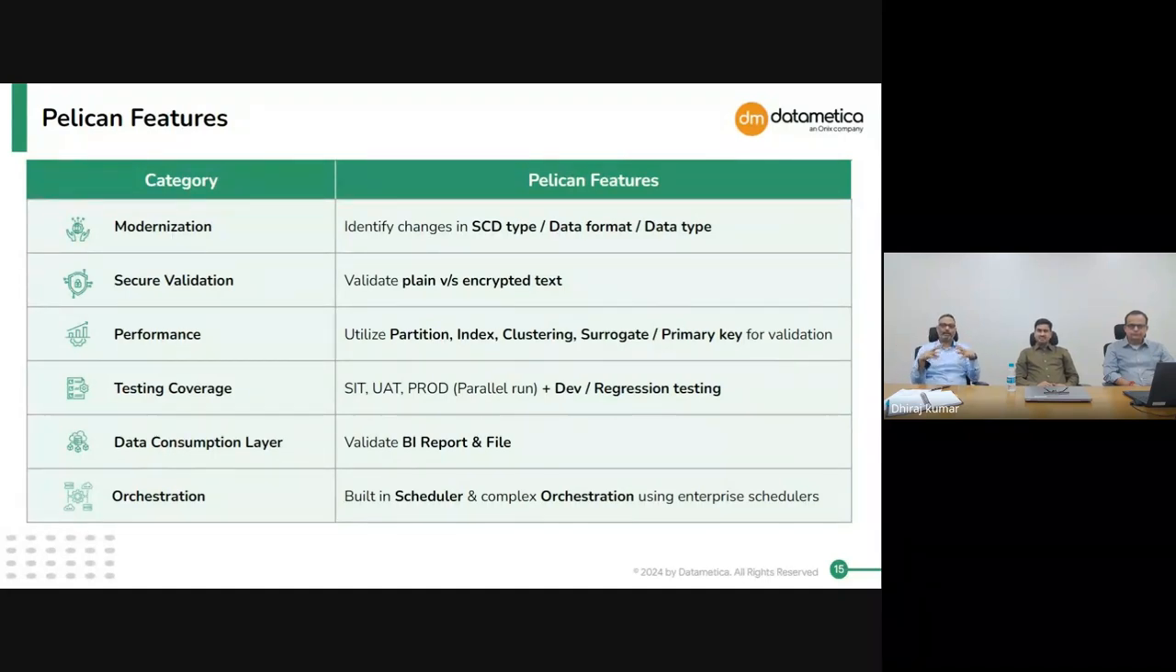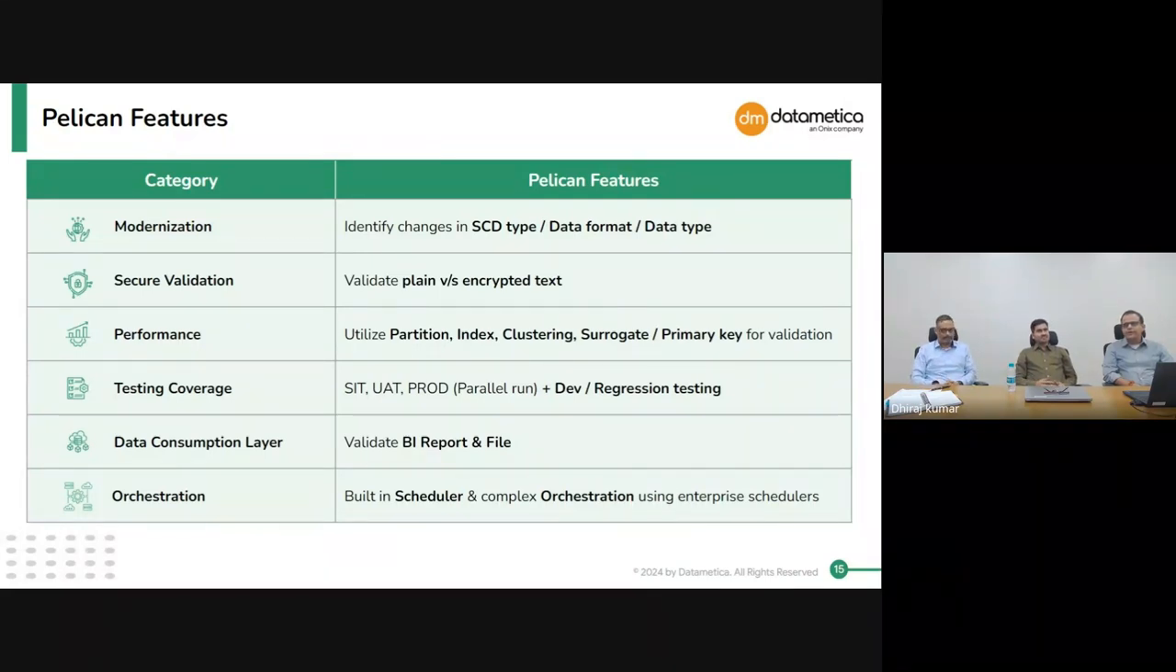So we created this IP with a pull-down architecture, which means that all this what you're seeing on your screen is done with data remaining local at all times. And this is something which differentiates Pelican from the rest of the technologies in the world.